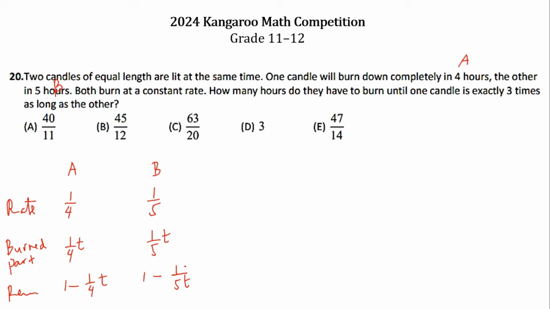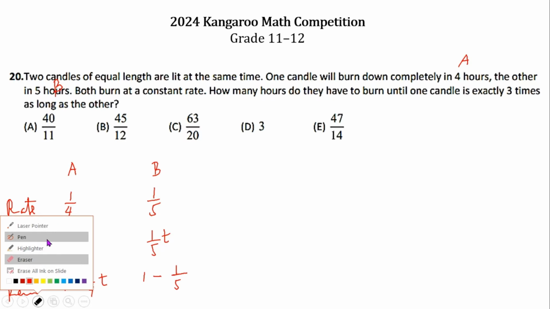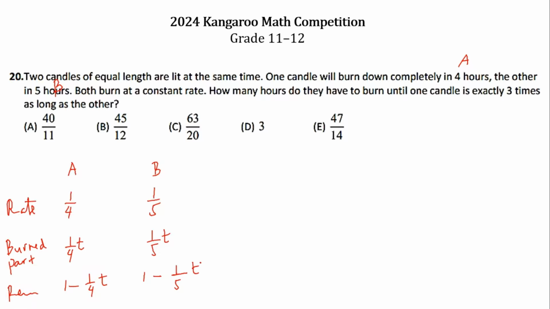So by this time, which candle is shorter or longer? Take note that candle A burns faster than candle B. So this must be 1/5 times T. So I'll change that. This must be 1/5 times T. Again, candle A burns faster than candle B. So after T hours, candle A must be shorter than candle B.